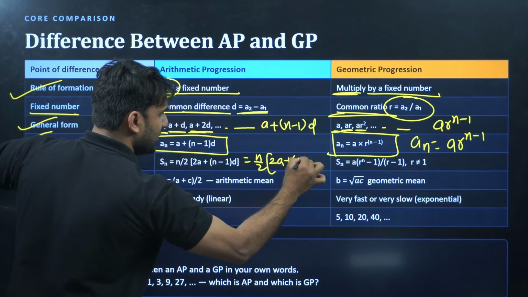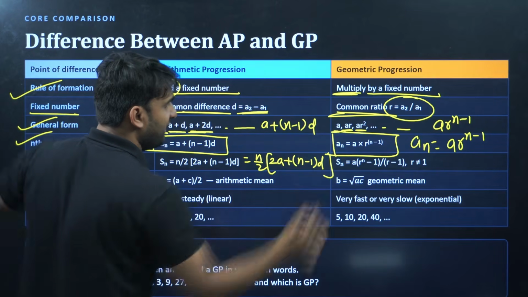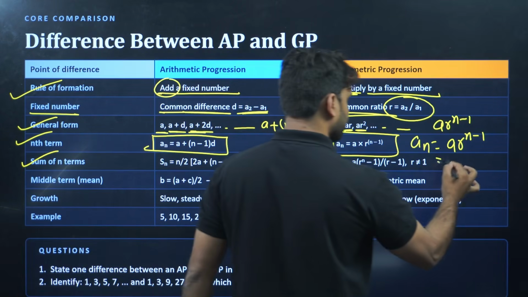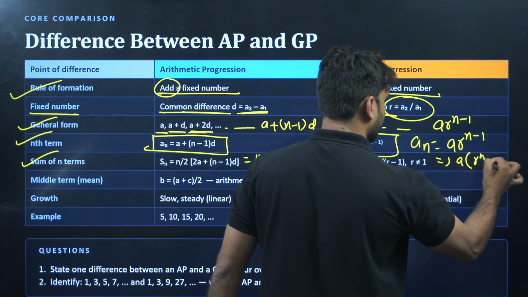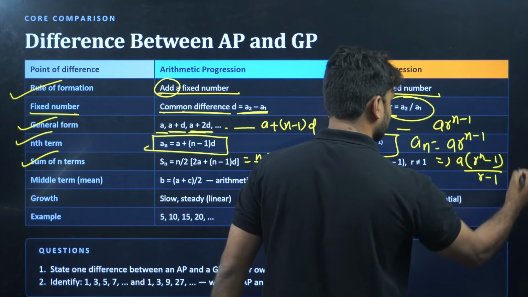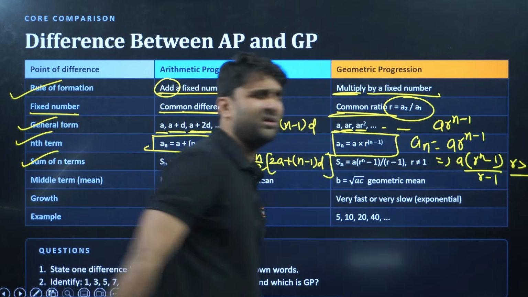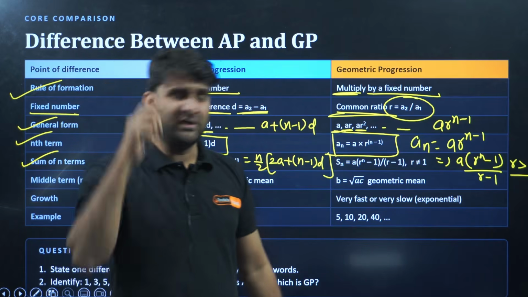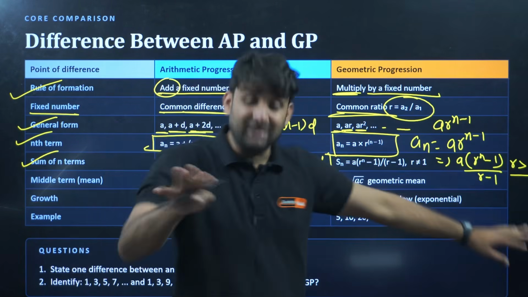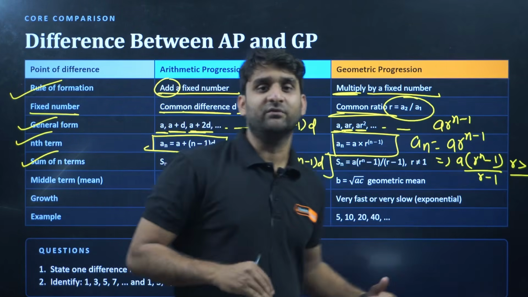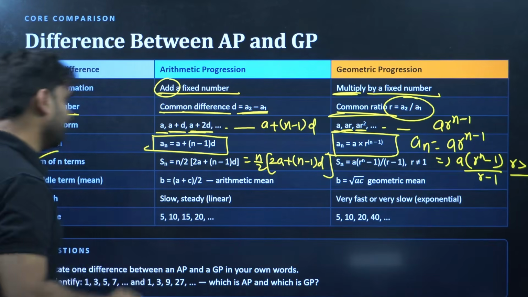Okay. Now the sum of n terms: we have the formula Sn is equal to n by 2 into 2A plus n minus 1 into D for AP, and for GP we have the formula A into R to the power n minus 1 divided by R minus 1. In most cases, R will be greater than 1. As per my experience, in most questions in class 9th, you will get R greater than 1. So use this formula for summation.